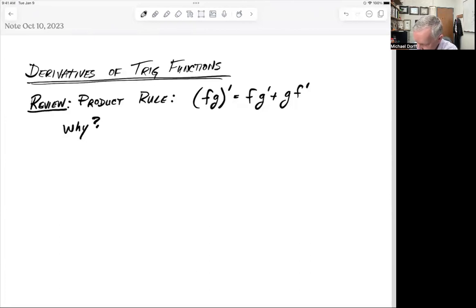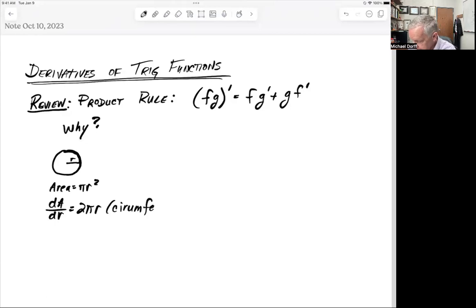Last time I had talked about if we had a circle of radius r and its area then was pi r squared, its derivative of the area with respect to r equals 2 pi r by the power rule, and that's equal to the circumference of the circle. And we showed that geometrically by looking at the derivative as the rate of change.